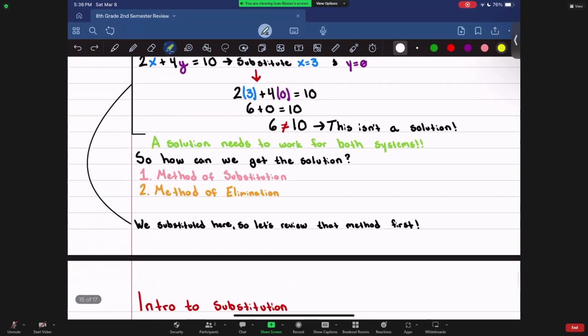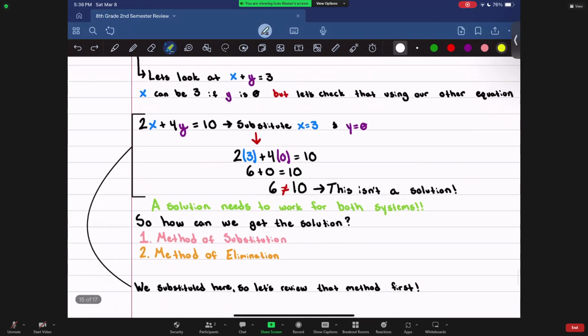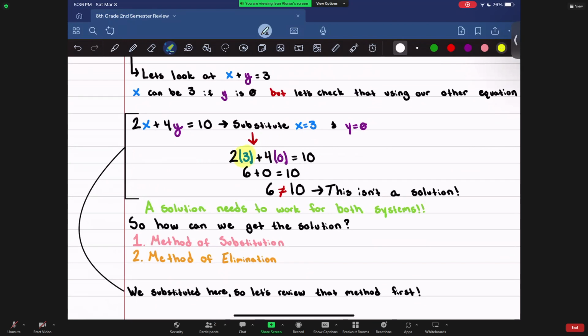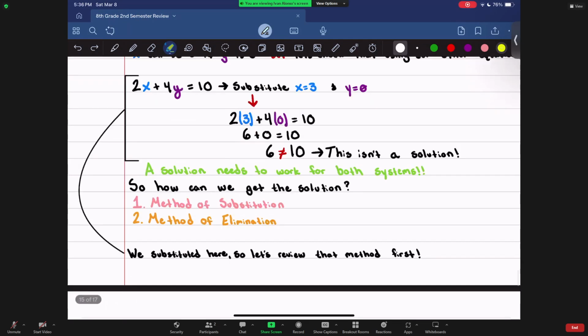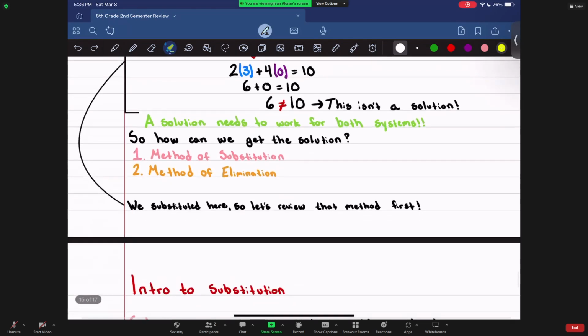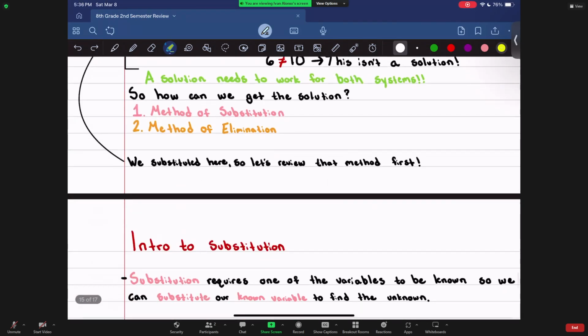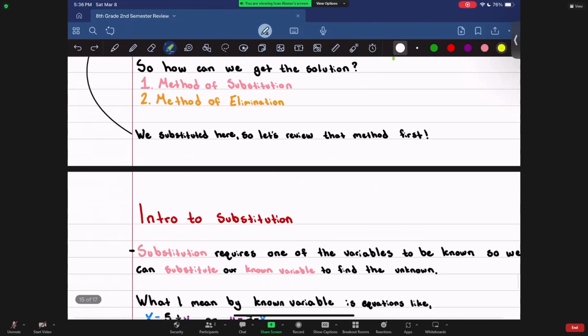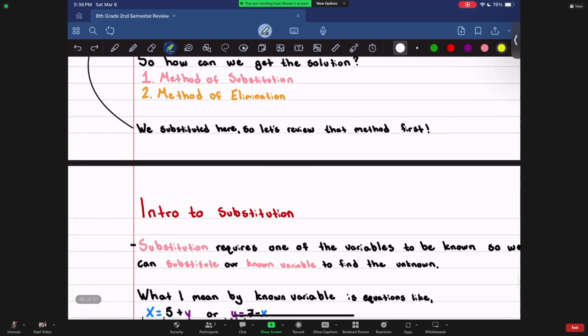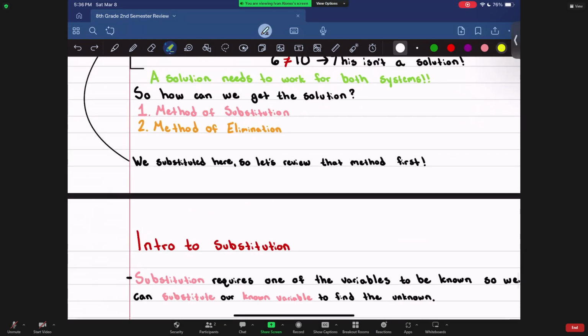So if you notice, I use the word substitute right here. That's kind of foreshadowing what we're forced to do when we do these problems, but let's walk through the intro of it. So first, let's define it, right? Substitution requires one of the variables to be known, so we can substitute our known variable to find the unknown. Now, that's just my definition of it.